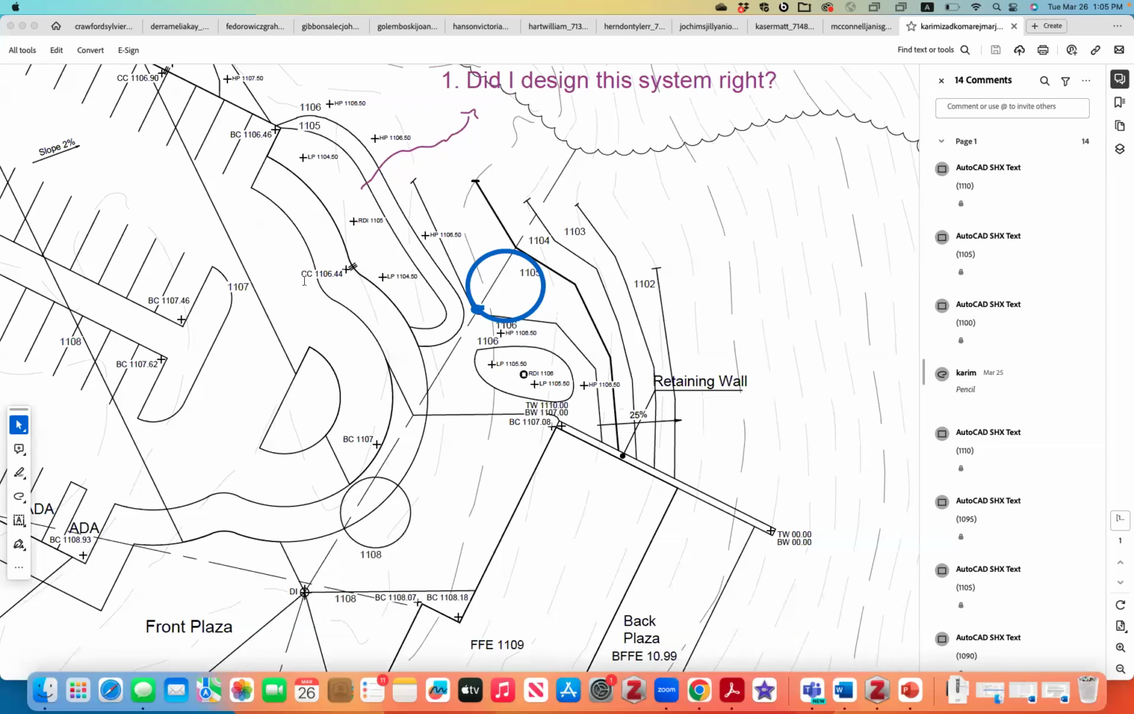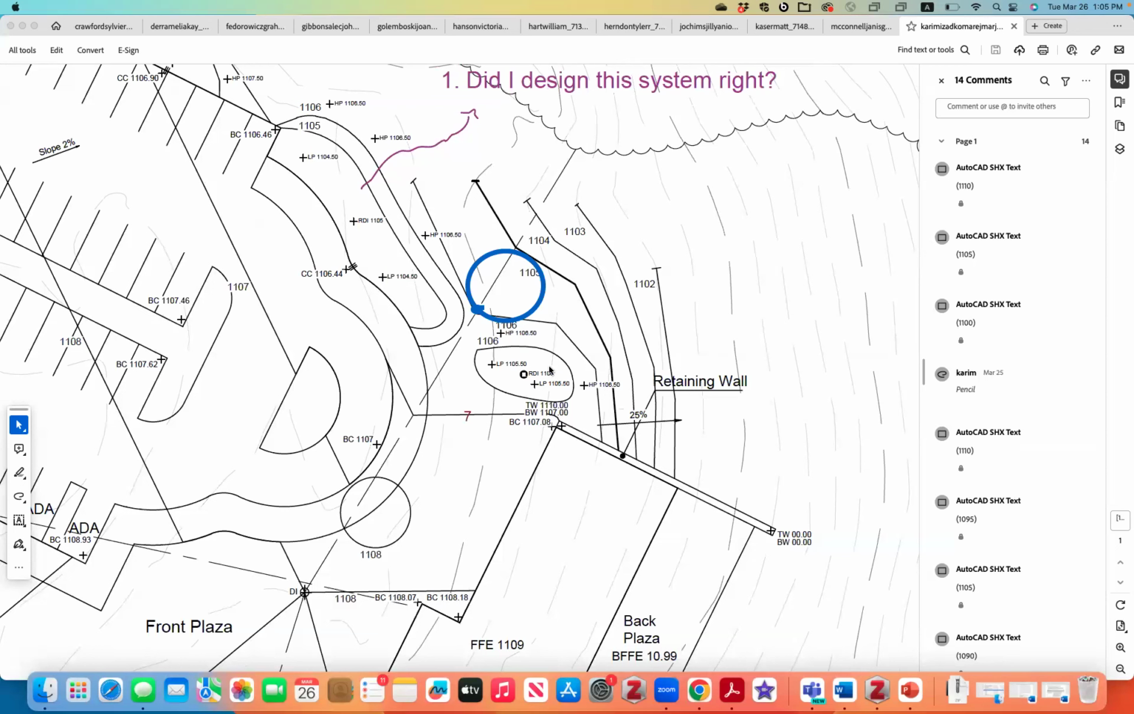Well, let me double check. So this is 7. And based on its location, your elevations are all good. Okay, if it's placed in this location, your elevations are good. But I'm not sure that's the location.